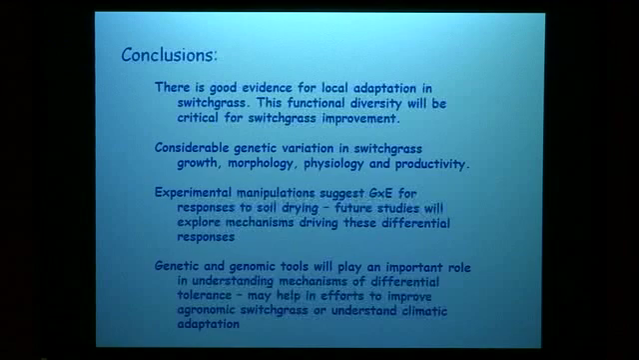There's lots of genetic variation that we've seen already in growth, morphology, physiology, and productivity. We can do experimental manipulations to impose stresses. And when we do that, we're already seeing accumulating effects that result in genotype by environment interactions. The hope is that we can use some of these new tools to look at the mechanisms that relate to these differential responses. And ultimately, I think these genomic and genetic tools will be important for understanding these mechanisms, and maybe they could help to improve agronomic switchgrass in the future.